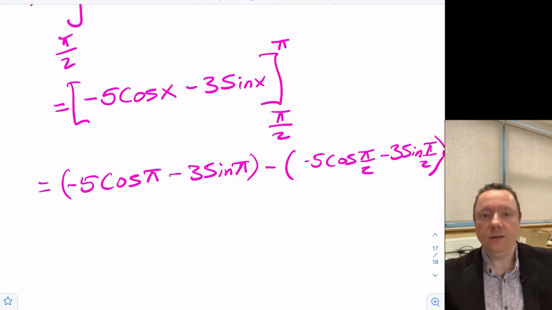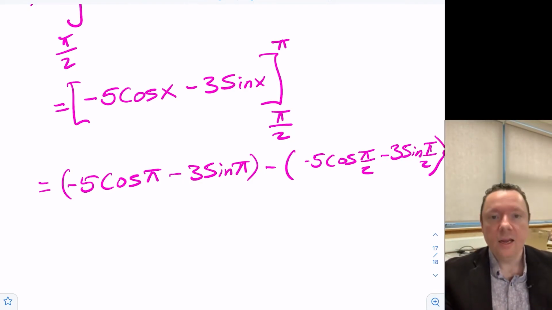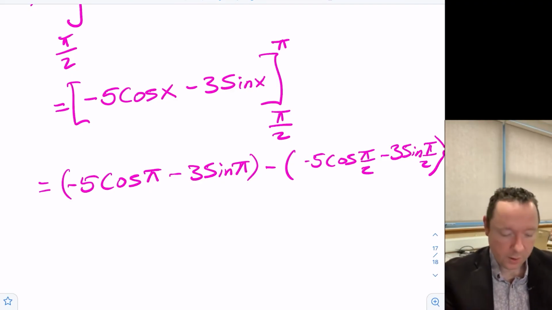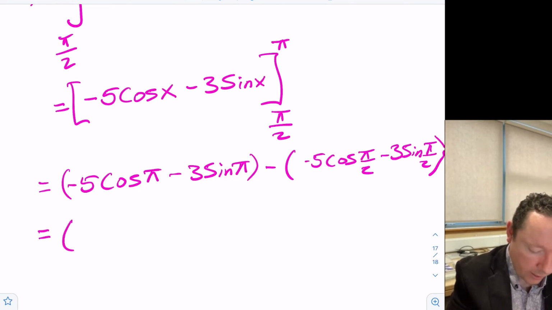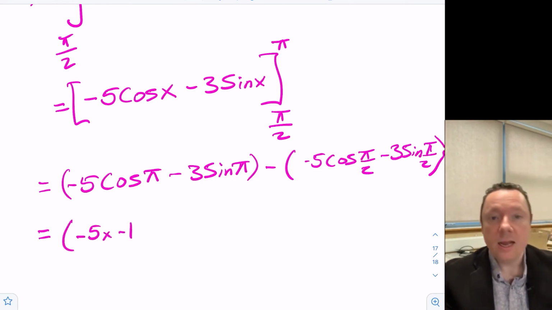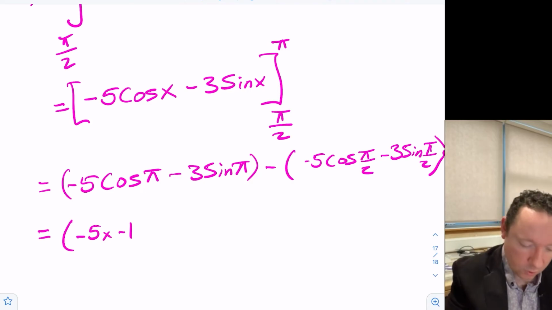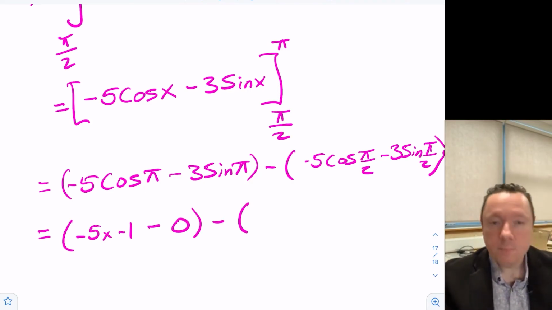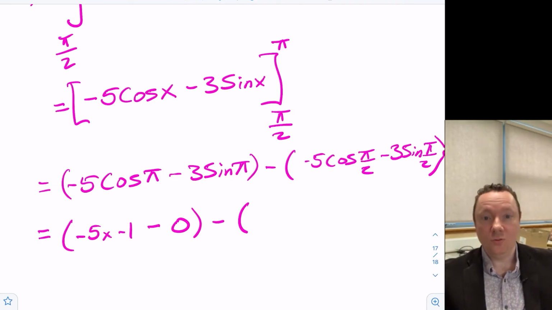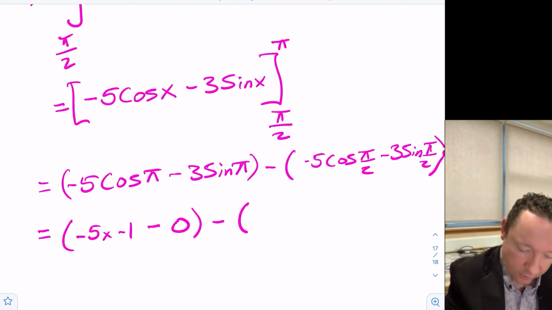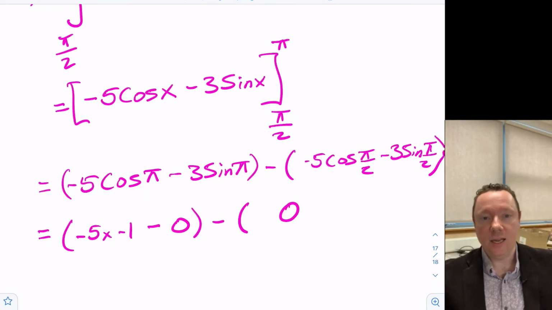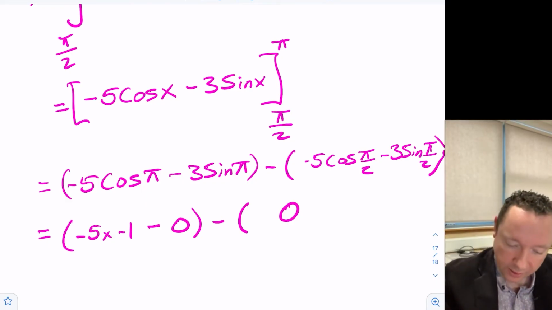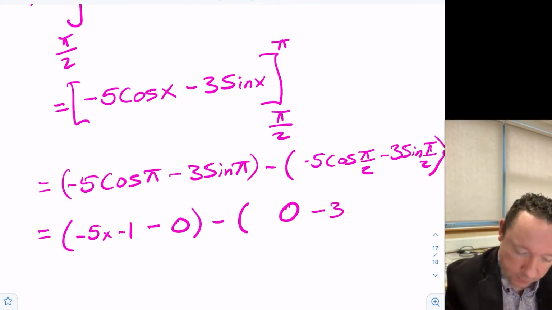Now, although I'm doing it in radians, I like to think in degrees, so I know that pi is 180. The cos of 180 is just minus 1. So that's minus 5 times minus 1. And the sine of 180 is 0. So that's minus 0. And then take away, pi over 2 is 90. The cos of 90 is 0. So that is 0 for the first term. And the sine of 90 is 1. So that is minus 3 times 1.